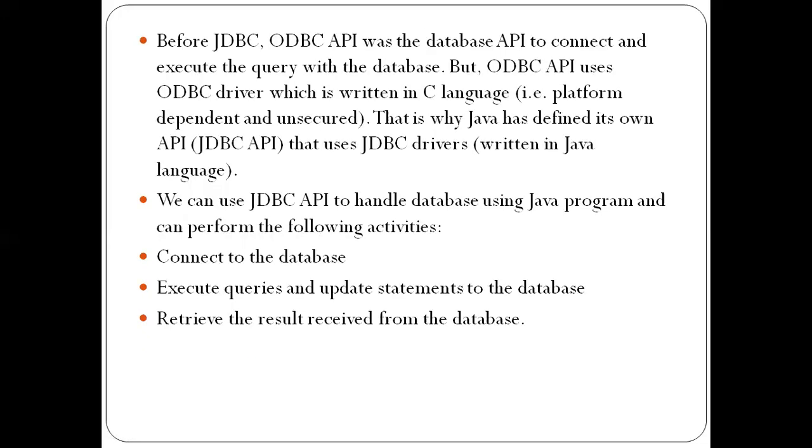Now, before JDBC, ODBC API was the database API to connect and execute the query with the database. But as I discussed just now, ODBC API uses the ODBC driver, which is written in the C language. That is, it is platform dependent and unsecured. Why? Because it uses pointers. That is why Java has defined its own API, that is JDBC API, that uses JDBC drivers written in Java language.